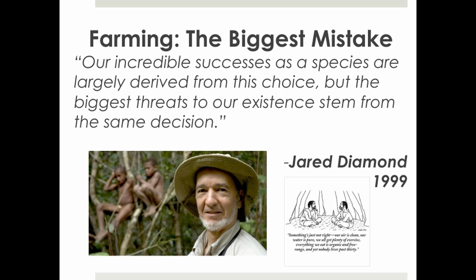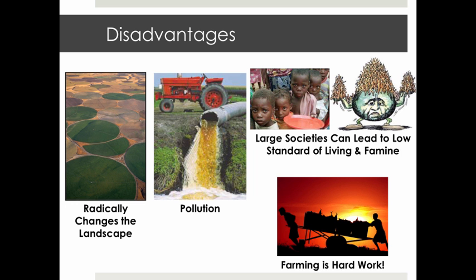Jared Diamond has called farming the biggest mistake. We're going to look at that in an article, but he basically said that it's one of the biggest threats to our existence, deciding to farm. So what are some of the disadvantages of farming? Farming radically changes the landscape. We modify the landscape when it comes to things like freshwater depletion, damming rivers for irrigation, losing plant and animal species, deforestation. We also pollute through farming, using pesticides and fertilizers that can run off into water supplies. Farming can help increase soil erosion or using up fresh water.